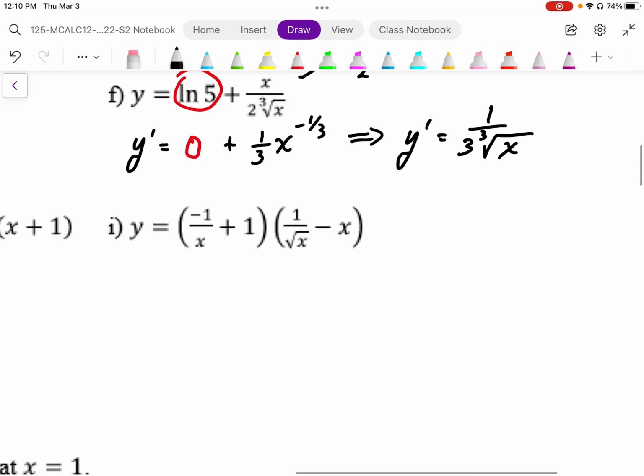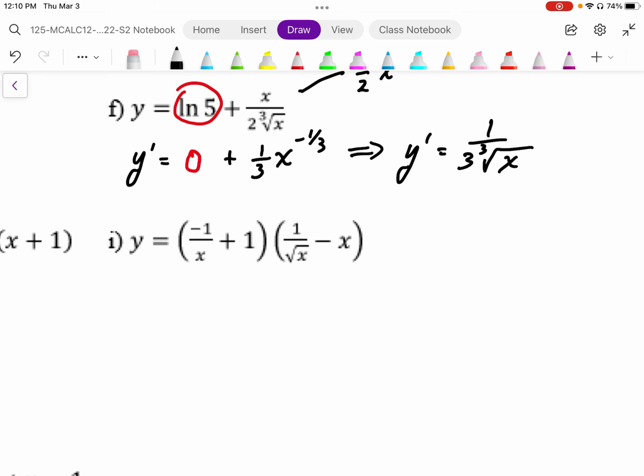Looking at I, because we want to isolate the power and the coefficient, what we could probably do first is expand this out. So I'm going to expand this out. I get negative 1 over x times root x in the denominator. That's going to be power 3 over 2. Then we go outside. So it's going to be plus.